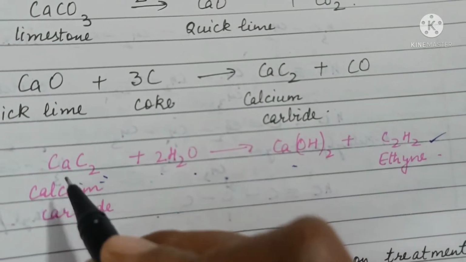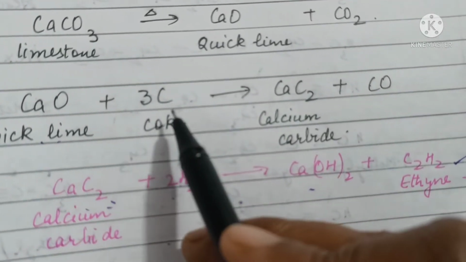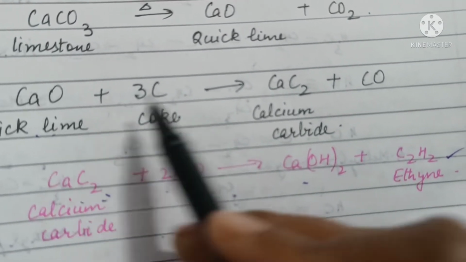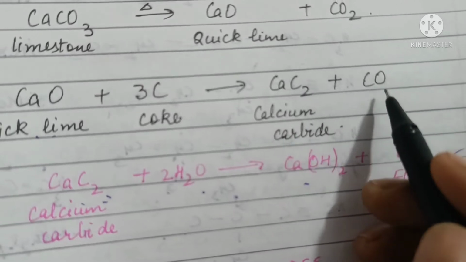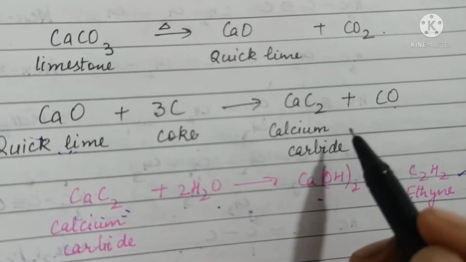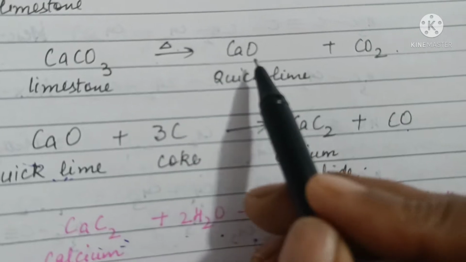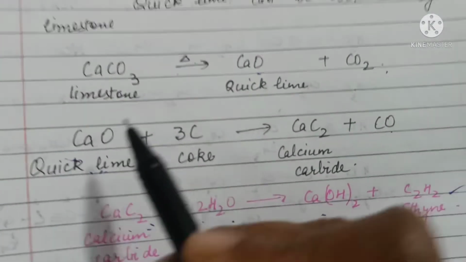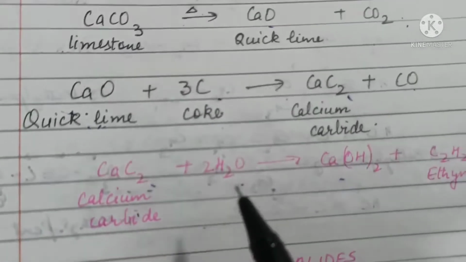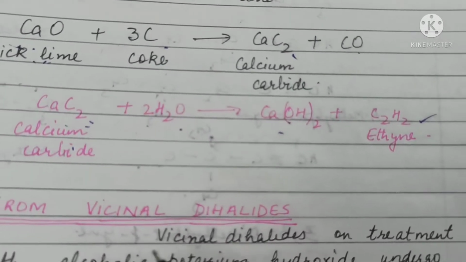The calcium carbide needed for this purpose is prepared from quicklime. So quicklime is heated with coke, and we get calcium carbide and carbon monoxide. Now the quicklime needed for this method is prepared from limestone by heating it. On heating calcium carbonate, we get calcium oxide and carbon dioxide. Calcium oxide on heating with coke will give calcium carbide. Calcium carbide on treating with water will give ethyne gas.